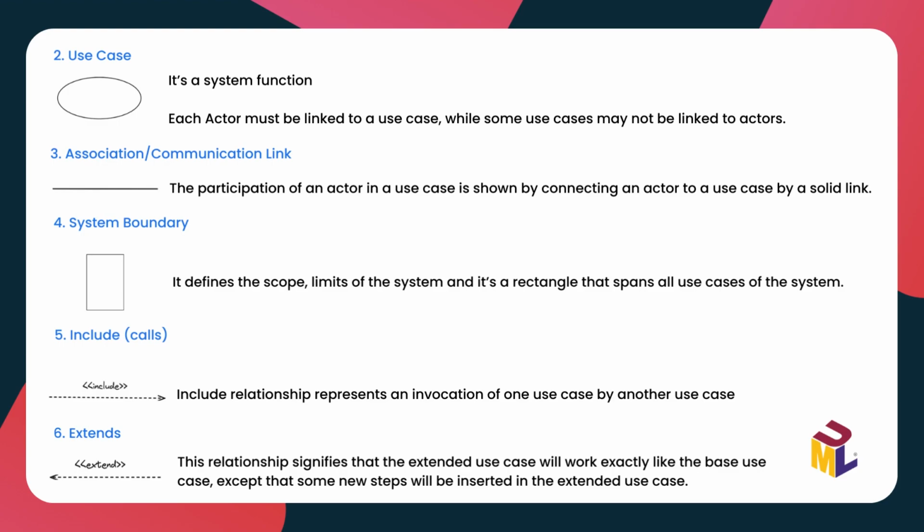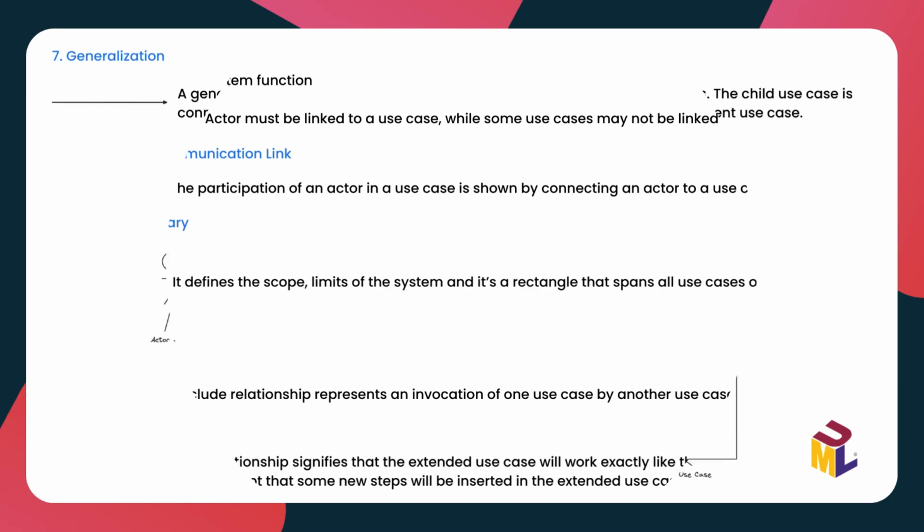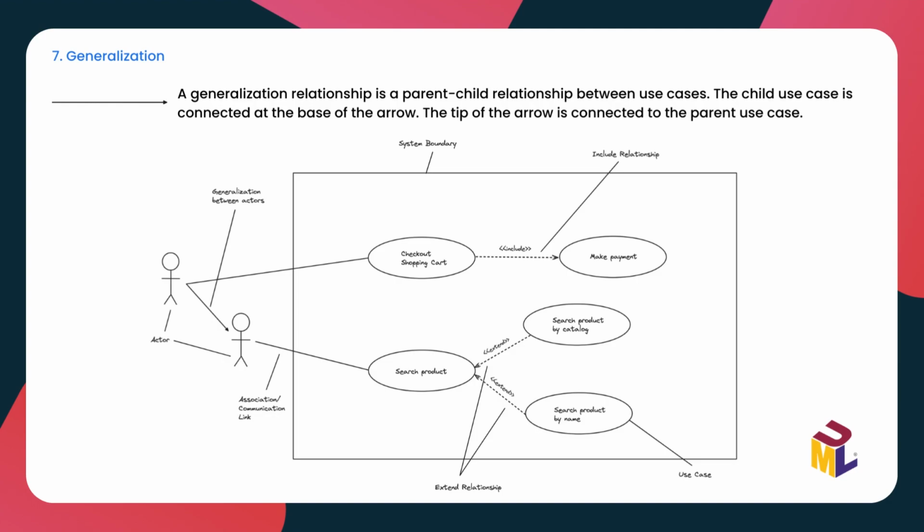Include relationship represents an invocation of one use case by another use case. Extended use case will work exactly like the base use case, except that some new steps will be inserted in the extended use case. Generalization relationship is used to represent parent-child relationship between use cases. We can understand better various components we have discussed using the shown diagram.